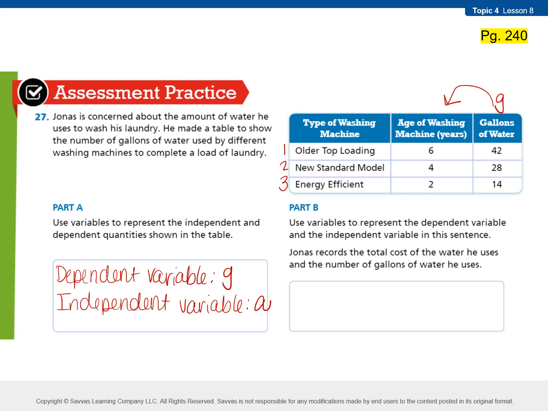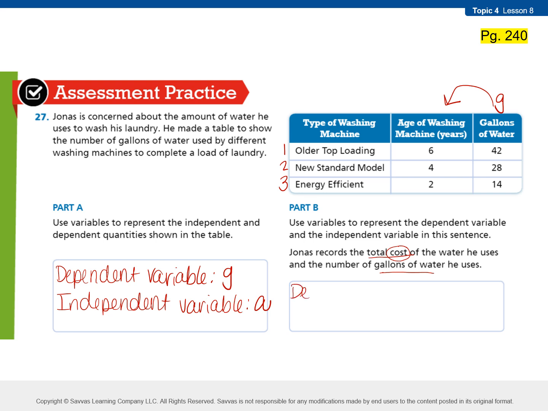Okay, look at part B. Use variables to represent the dependent variable and the independent variable in this sentence. Jonas records the total cost of the water he uses and the number of gallons of water that he uses. Which one do you think has the biggest change? Your gallons of water or the cost that you would pay?